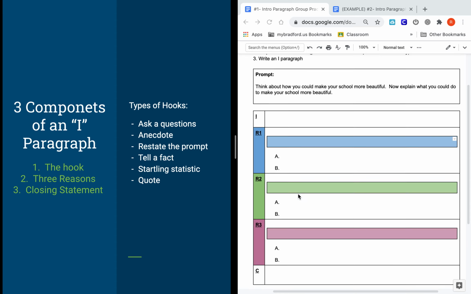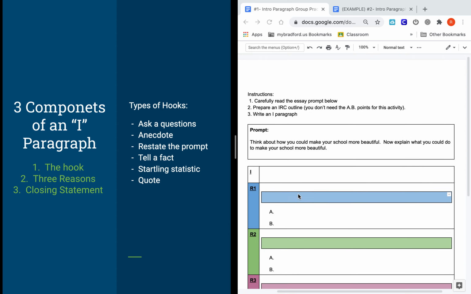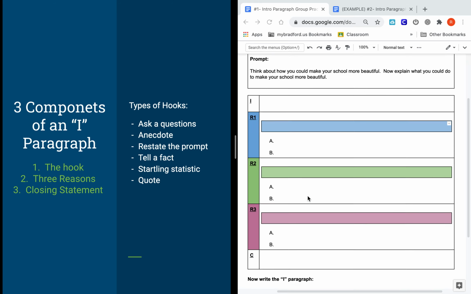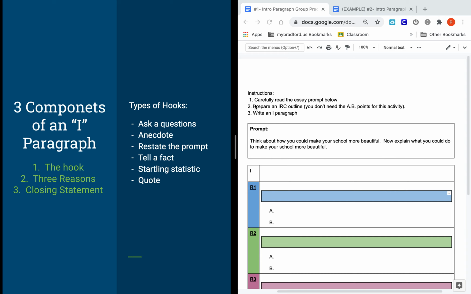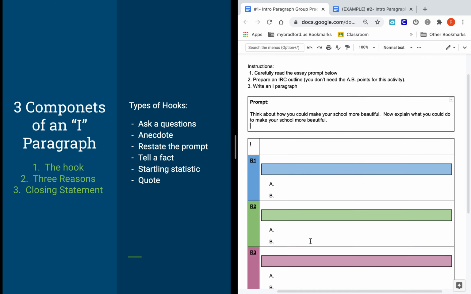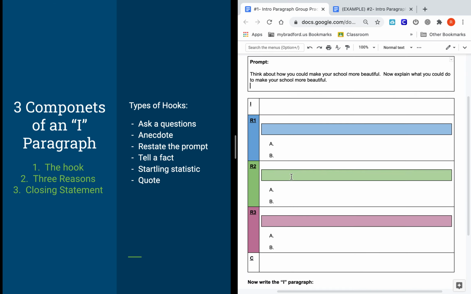So let's go ahead and practice. So this is the first document you'll have in Google Classroom. There's three, and I'll walk you through this one. So our first instructions are carefully read the essay prompt below. So let's do that. Think about how you can make your school more beautiful. Now explain what you could do to make your school more beautiful. We know that since it says explain, that means that it is going to be an informative essay. So we need to write three reasons about how we can make our school more beautiful.